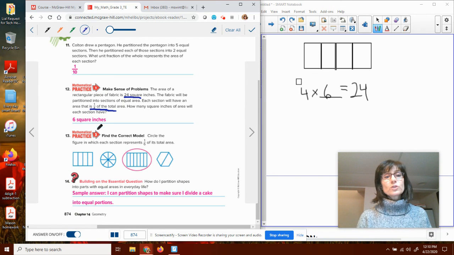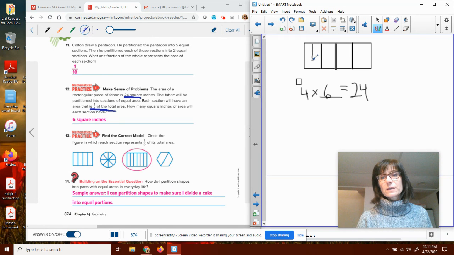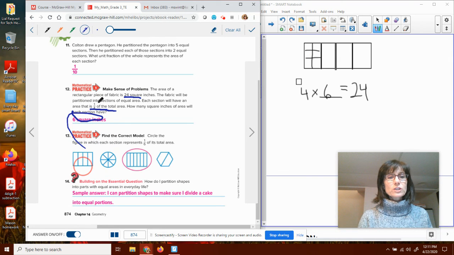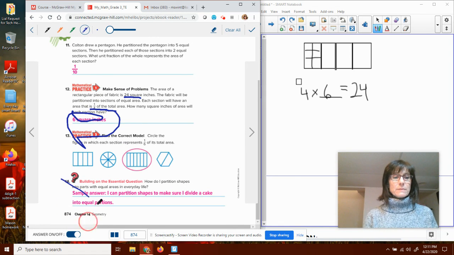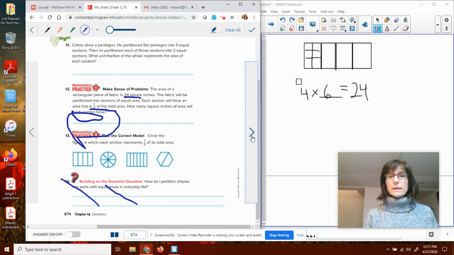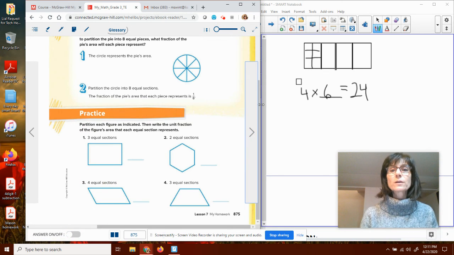Mrs. Swint, it's going to be hard to put, if I did it over here, I'm going to put my 6 over here, friends. So you've got your 6 square inches on this particular one, friends. Show me how you get that answer. Now the bottom, I'm going to say you do not have to do number 14. Let's go on to the next page, which is our homework.